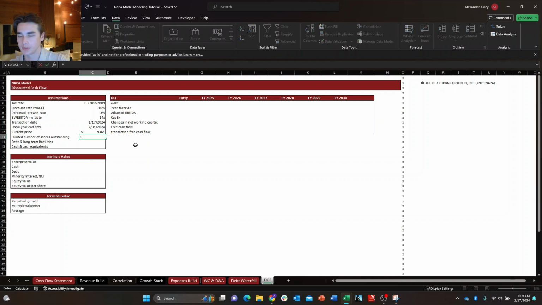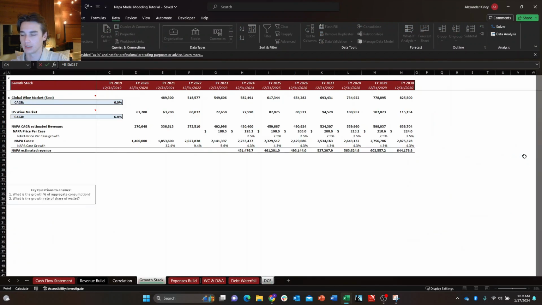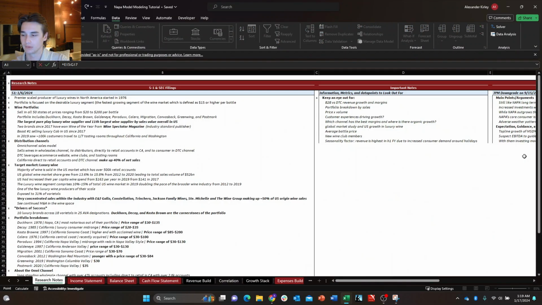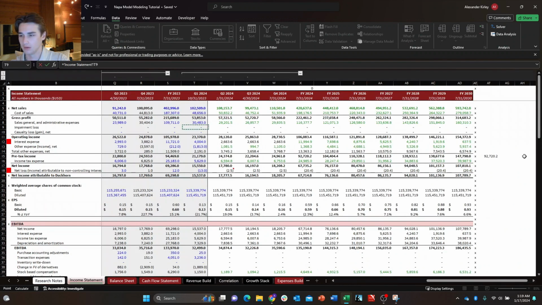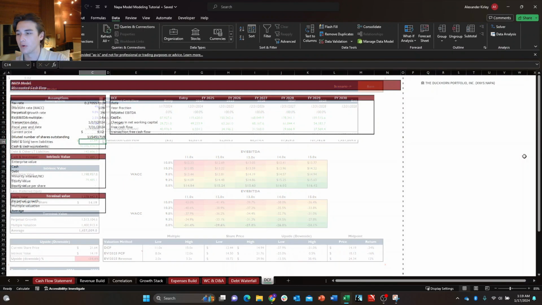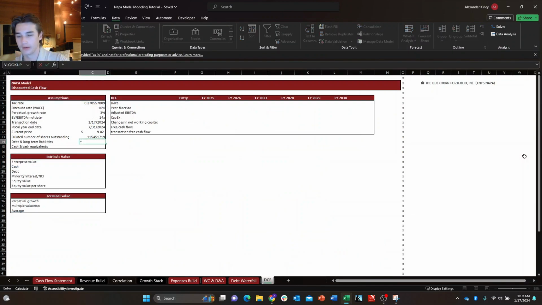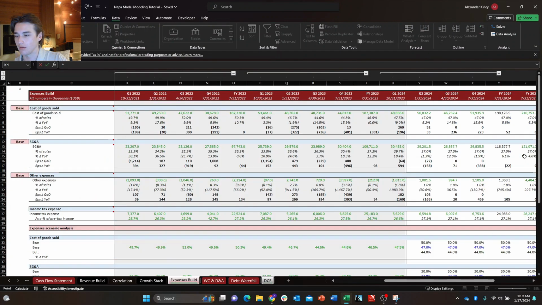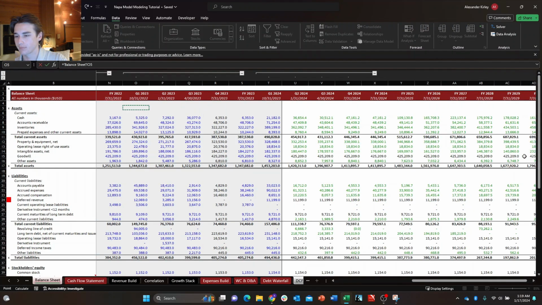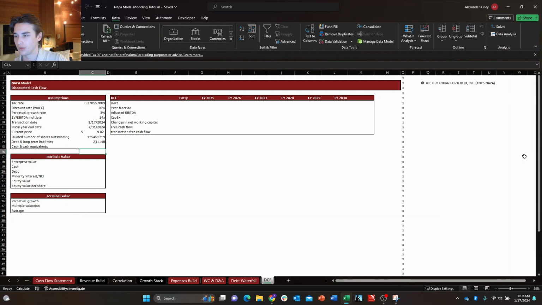The diluted number of shares outstanding, we're going to be using the most recent period. So we see the weighted average shares of common stock of diluted is that number there, reference that. Let's do our debt now. Excellent, and then cash as well.